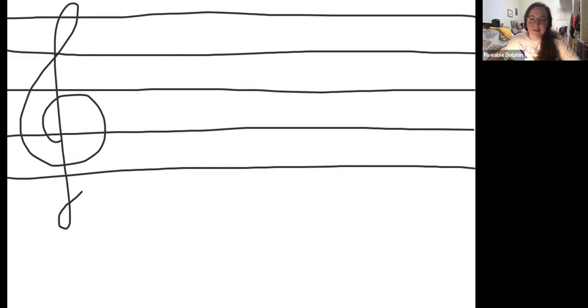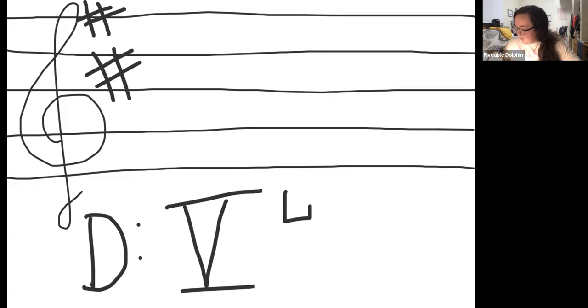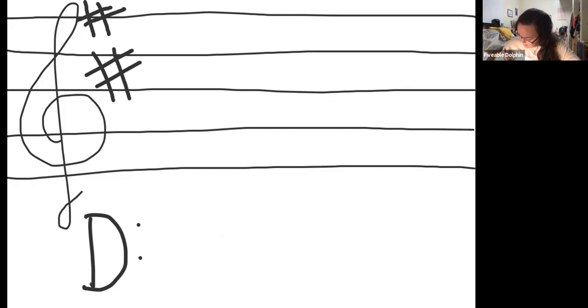How many sharps? Yes. Okay. So this one is in the key of D, which we're going to notate like this. And we are looking for a 5, 4, 3. I'm going to make that a bit smaller. 5, 4, 3.